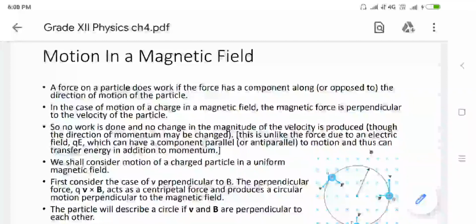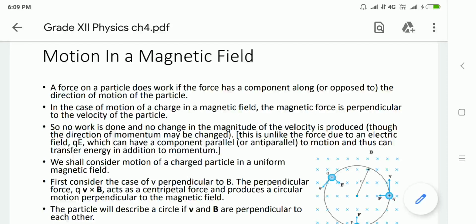Hello students, let us start our new session with the new topic, that is motion in a magnetic field. Now, a force on a particle can do work only if the force has a component along or opposite to the direction of motion of the particle. So if we apply a force onto the particle, work is done when the force is in the direction or opposite direction of the motion.